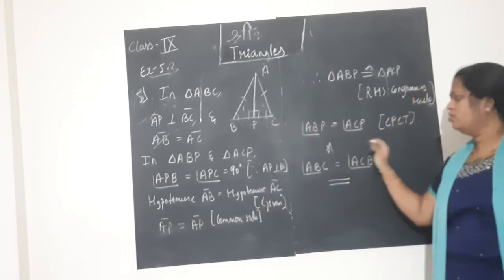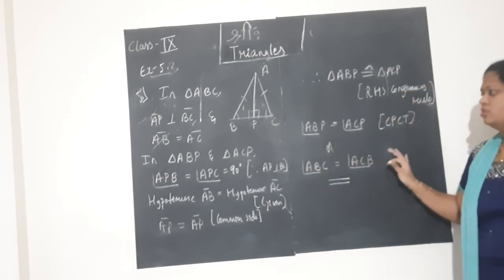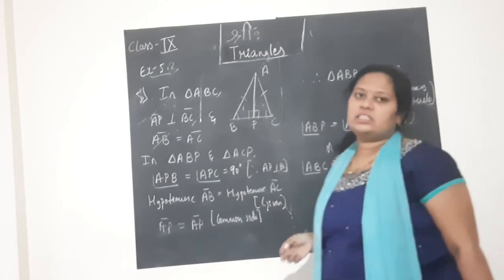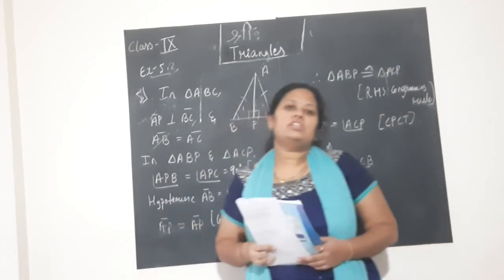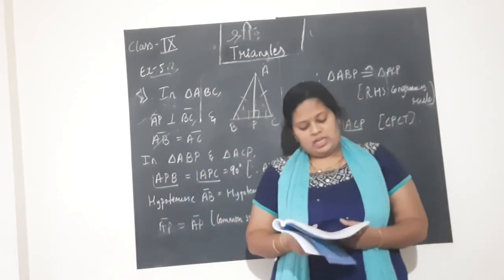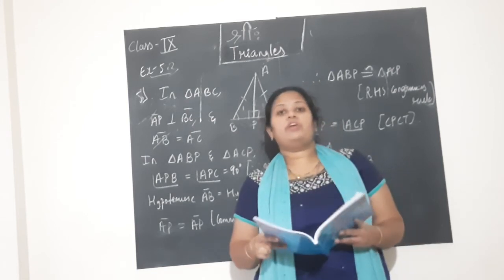At this point you can stop if this is confusing, children. So, this ends the problem. Very easy it is. By the RHS congruency rule, we proved it. So, this completes exercise 5.3.